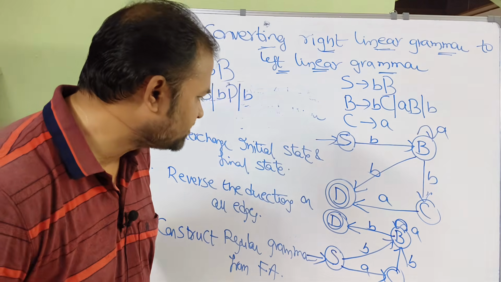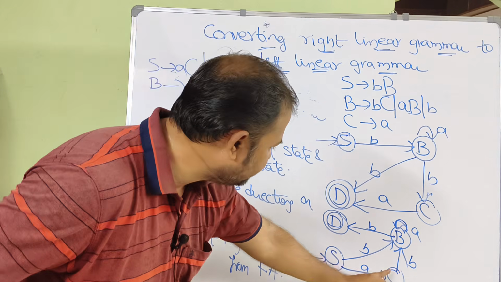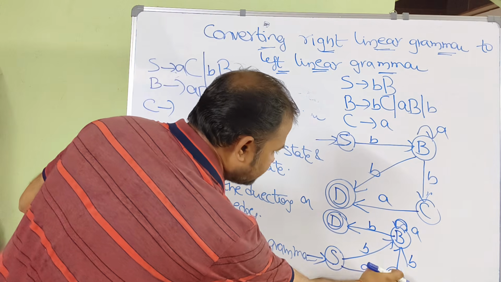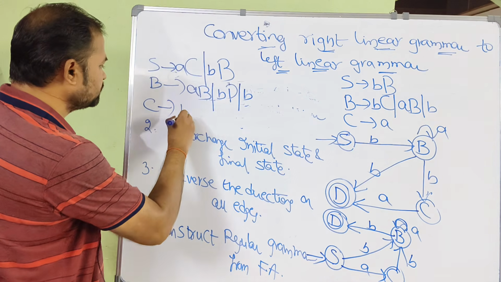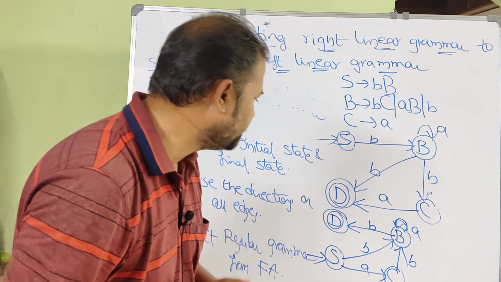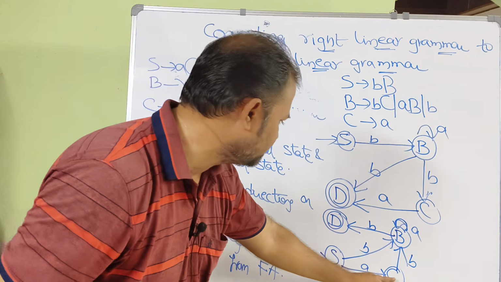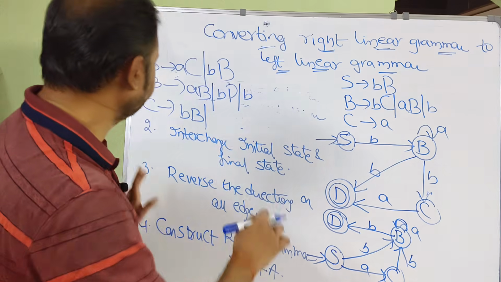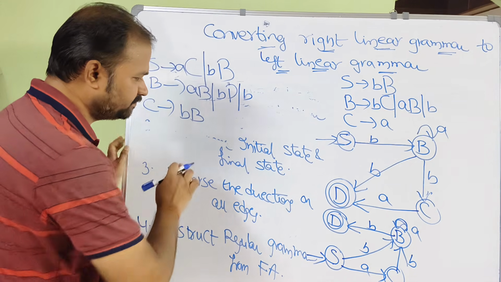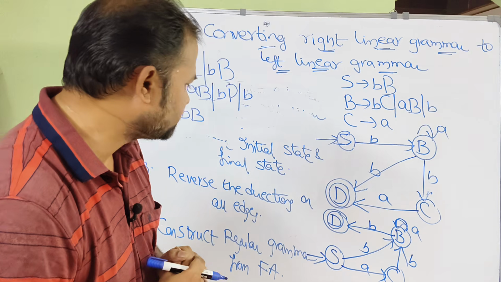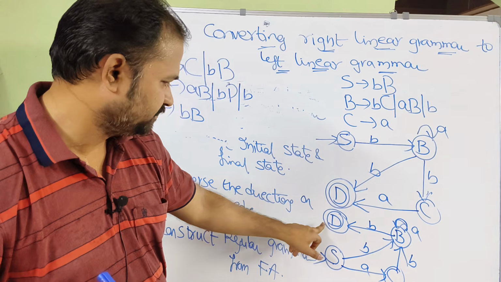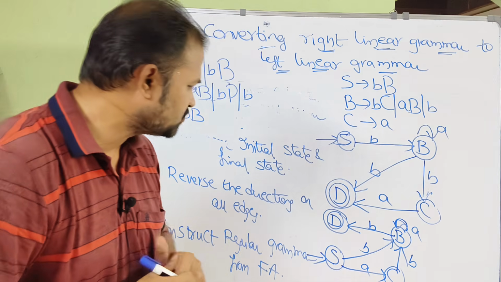So next, B transitions are over. Next, let us write the transitions of C. So C on B goes to B. Yeah, there is only one transition associated with C. Next, let us write the states of D. So there are no transitions associated with D.